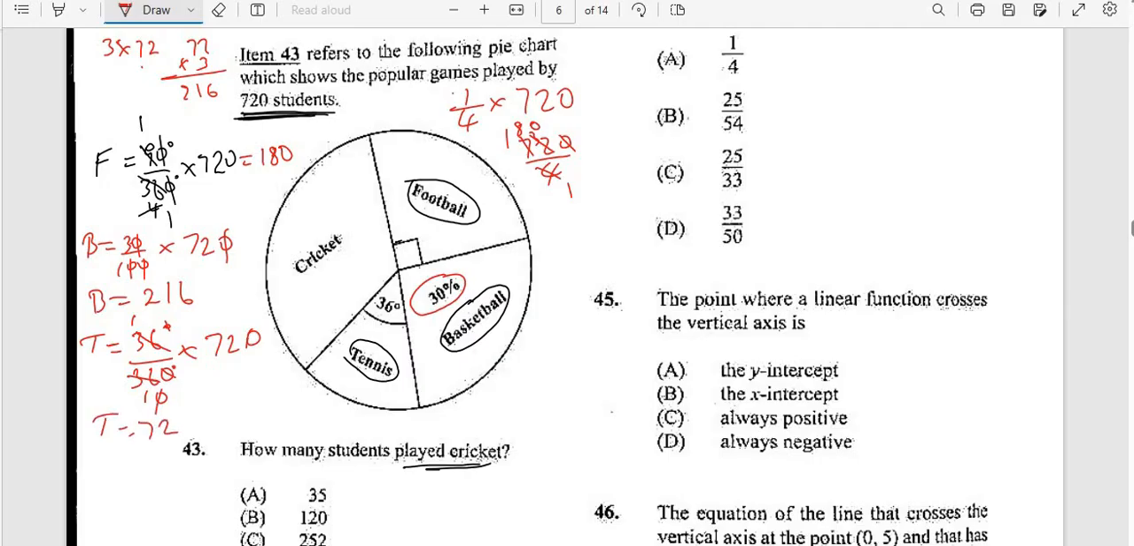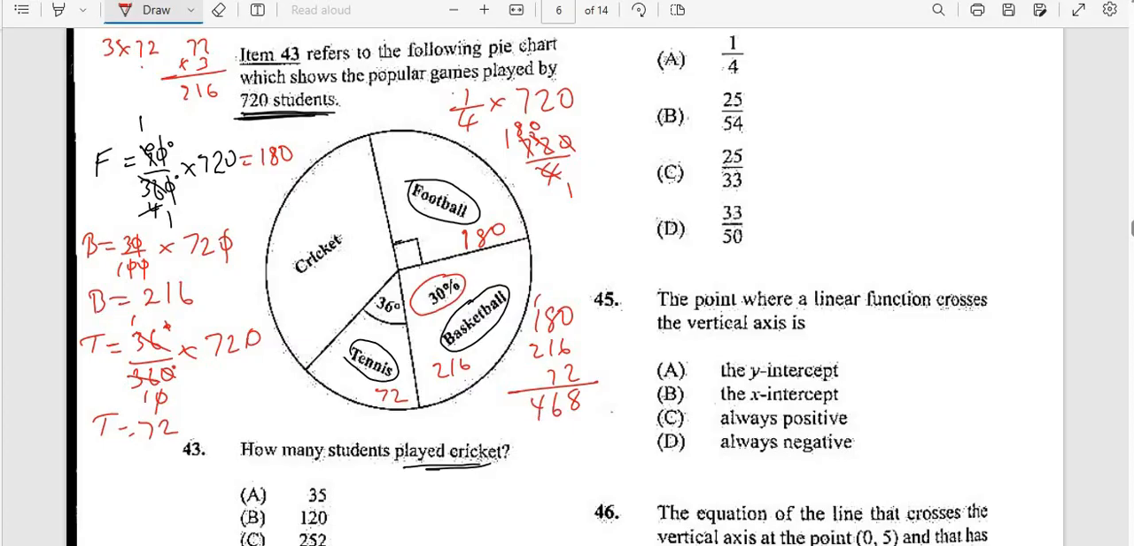So we can add up those figures and then subtract it from the entire number of students we have. So for football, we have 180 students. Basketball, we have 216. In tennis, we have 72. When we add these up, 180 plus 216 plus 72, it's going to give us 468.